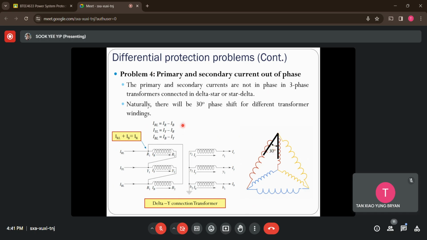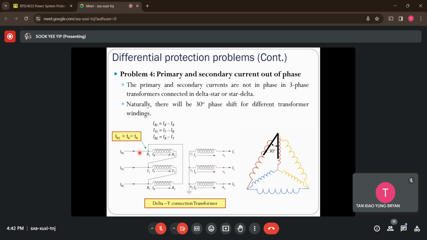Okay, so now I want to plot out the phasor diagram showing that it is out of phase by 30 degrees for both the primary side and the secondary side. To do so, I need to find the line current at both sides. So for example, if I have a delta and Y connected transformer, at the primary side and the secondary side respectively.